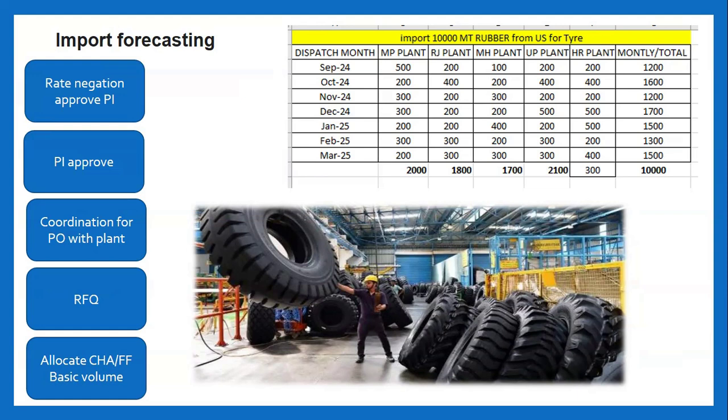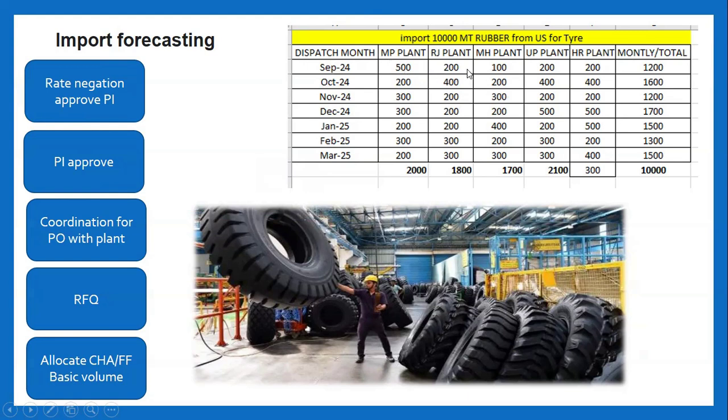You can see we have classified manufacturing: car tires in MP, truck tires in Rajasthan, tractor tires in Maharashtra, car tires in UP, and JCB tires in Haryana. We will import the raw material as per the requirement of the exporter. We will import that raw material from the US. As per the monthly forecasting, in September we need to import 1200 metric tons of natural rubber, which is for different units, like the MP unit, 500, where we will manufacture the car tire.